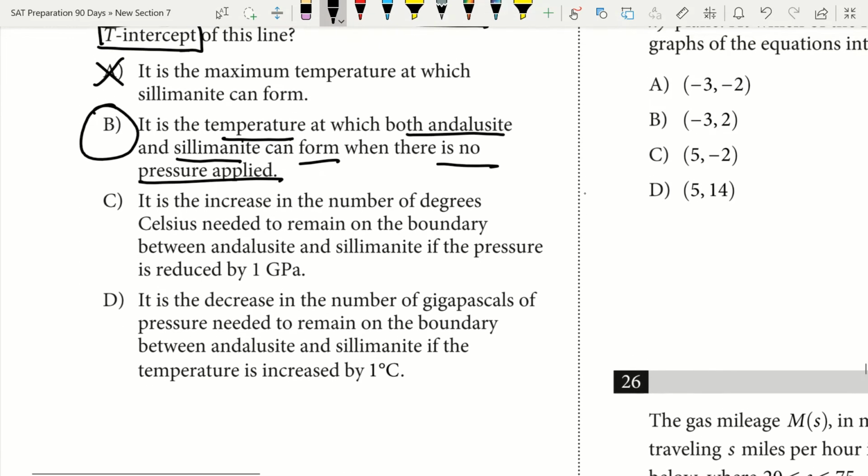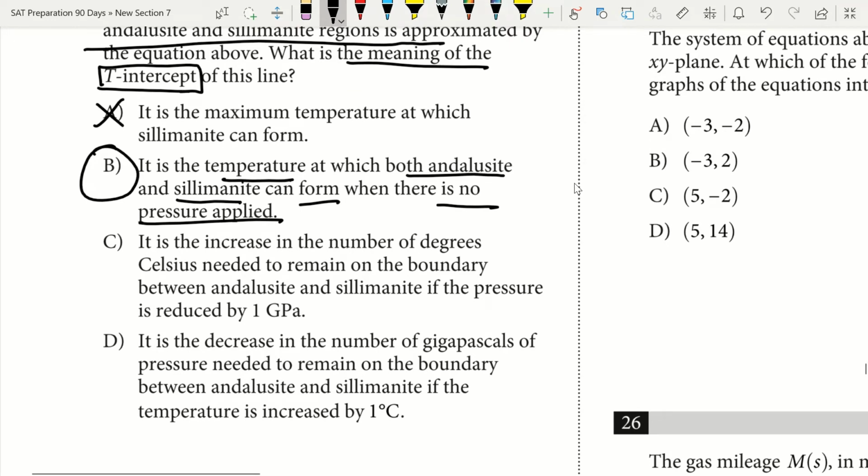So understand which intercept you're asked to interpret. In this case, it's the one where there's no pressure applied, so my answer there is going to be B. We look at C, it says it is the increase in the number of degrees Celsius needed to remain on the boundary between andesite and sillimanite if the pressure is reduced by 1. No, that would be indicating something with slope.